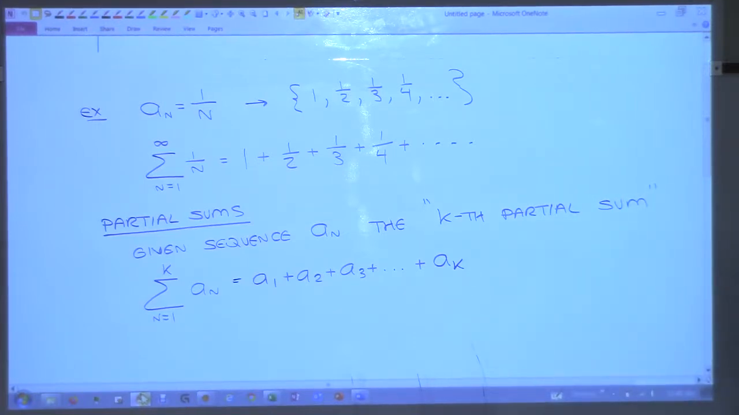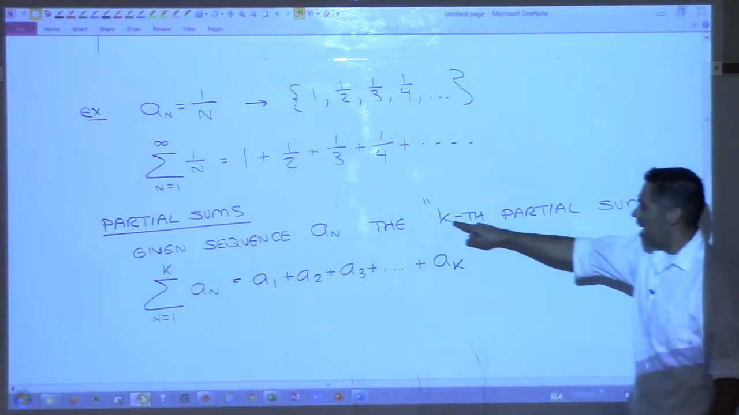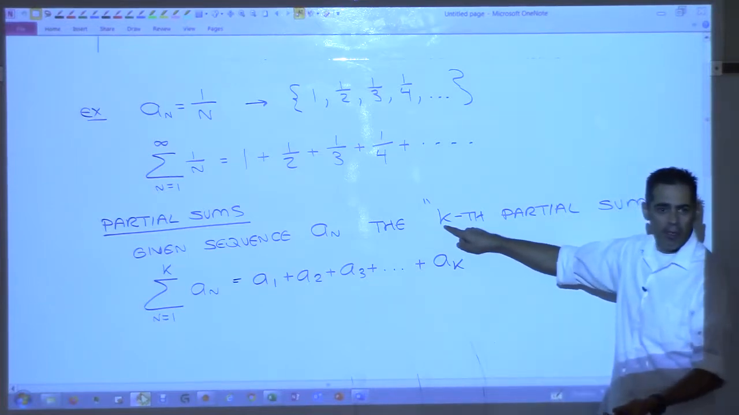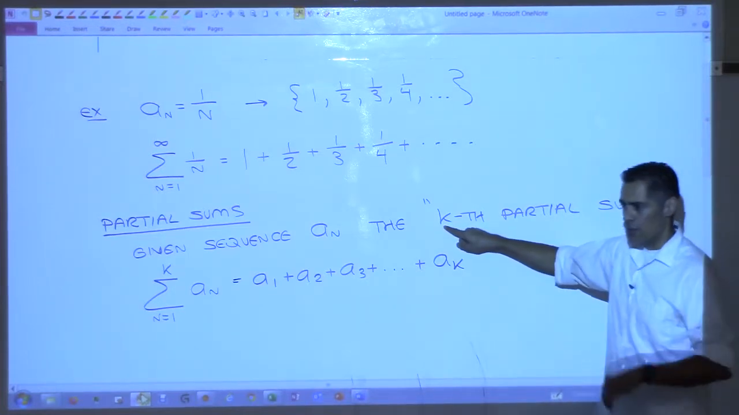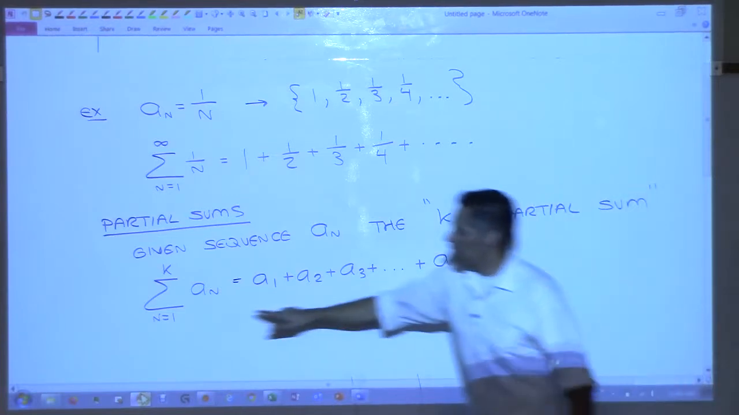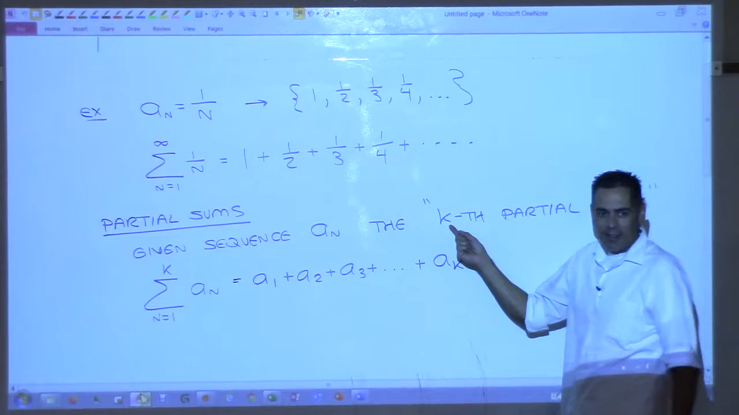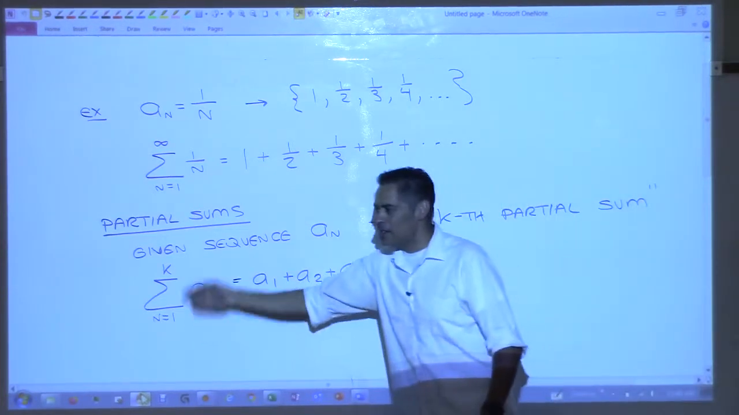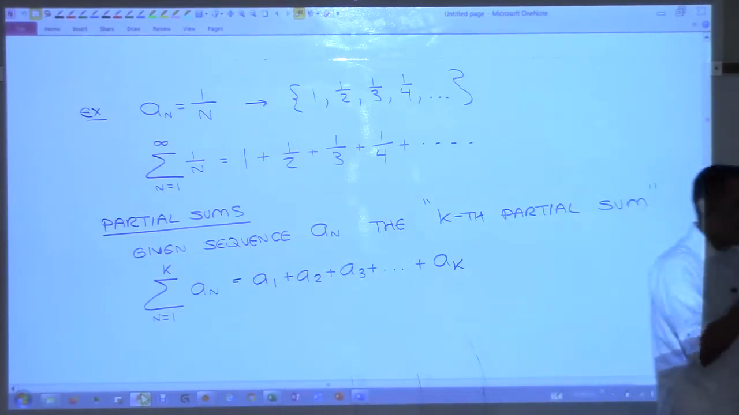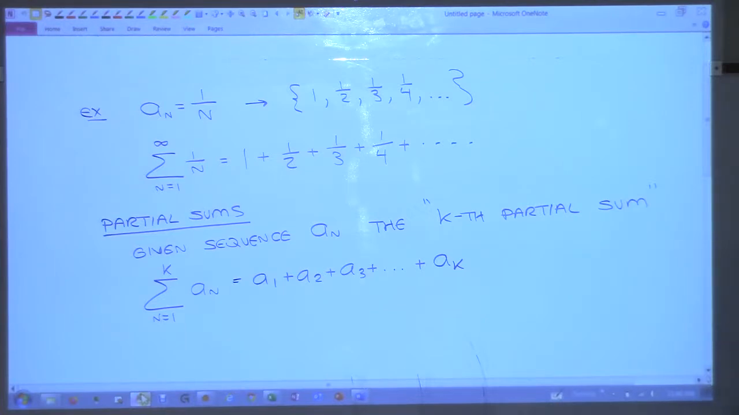And I should also point out to you that this k is a dummy variable. So if you said, what's the mth partial sum, then this would be the sum n equals 1 to m. Or if you say, what's the pth partial sum, you could do this to p. Or the jth partial sum. So it's a dummy letter, basically. But k is usually used. All right? Got it? Okay, so pay attention to the next part. Super, super critical.